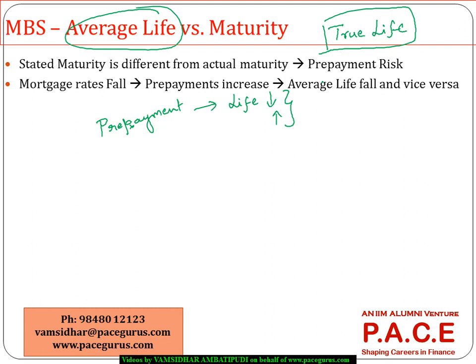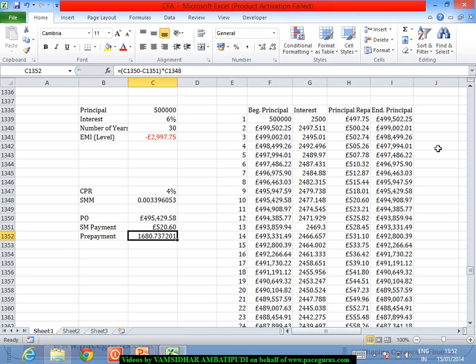Average life is nothing but the average time in which all the scheduled principal and interest payments, as well as the expected prepayments, are received. So for the expected prepayment to be received, in this same example, in the same Excel sheet, what I can do is create one more element for expected prepayments.